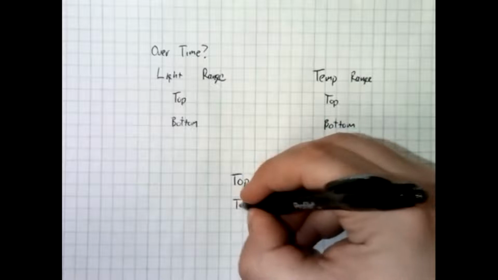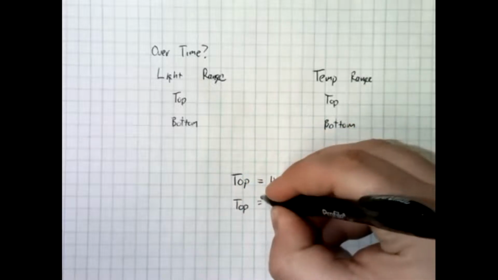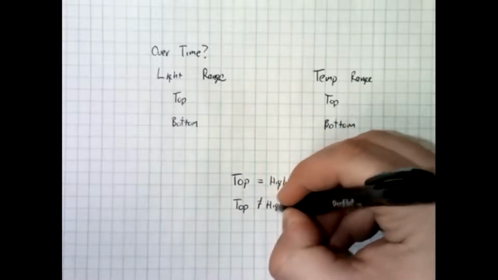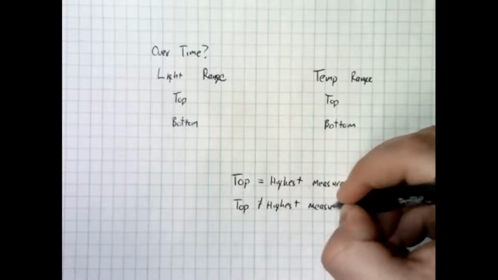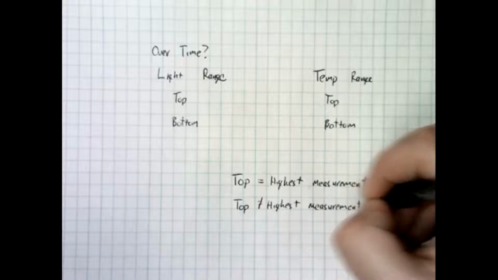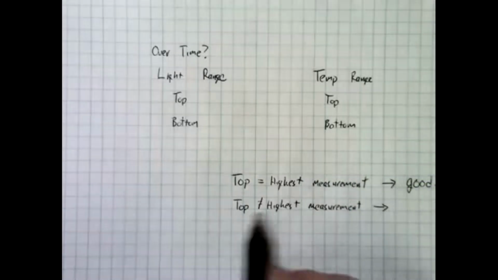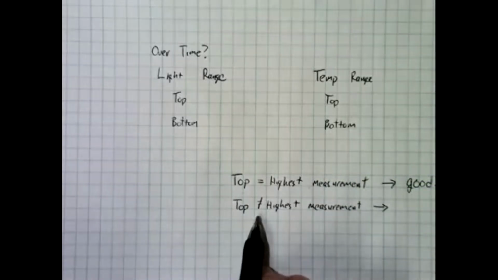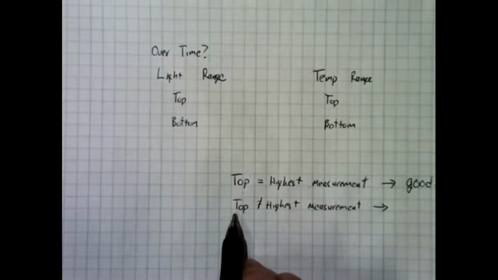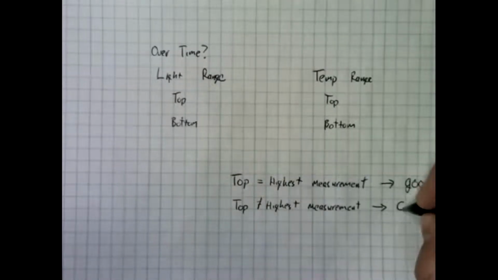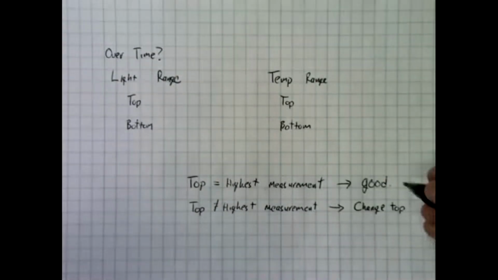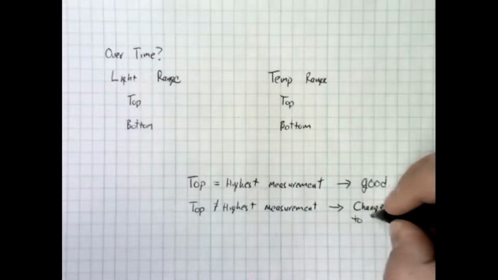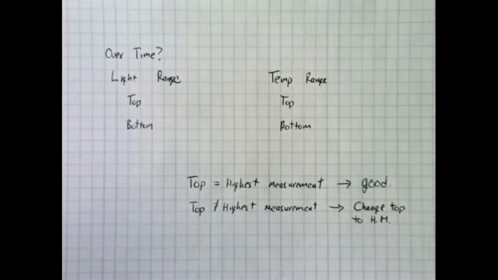But if this top value that we put in is not the highest measurement, well, that means that we've measured something that's greater than this top value. So we need to change the top to that highest measurement.